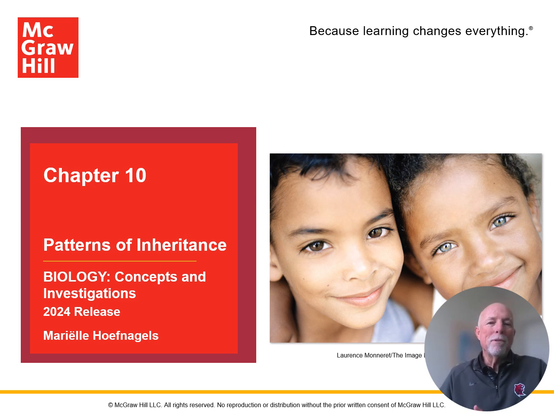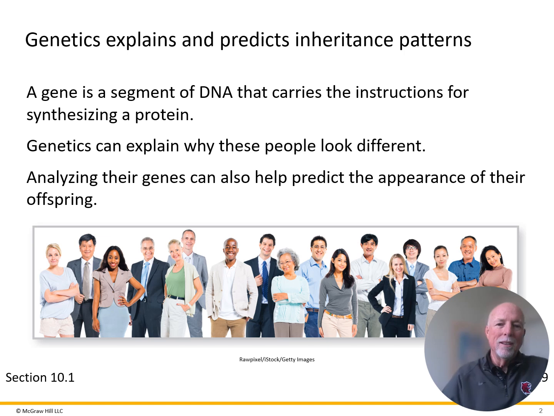So here we are, chapter 10. This is the last chapter that we're going to study here in unit 2. Chapter 10 is on patterns of inheritance, and it's really about genetics. Genetics is a science that explains and predicts patterns of inheritance, traits that are passed from parents to offspring, and how we can predict them.